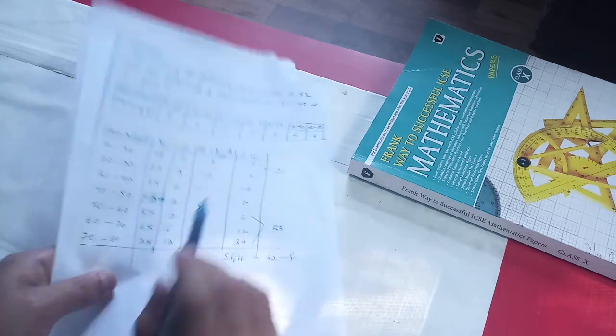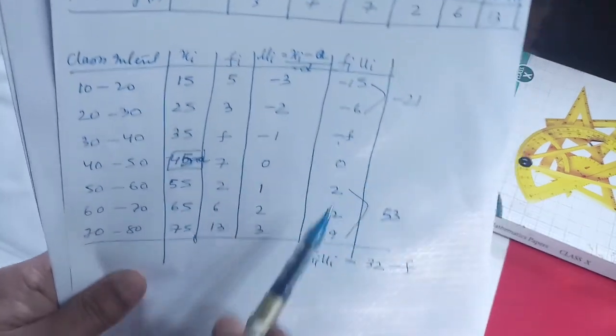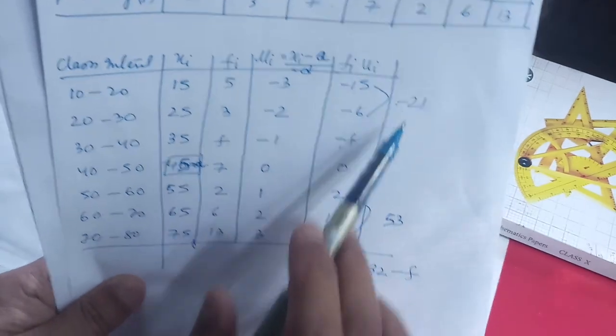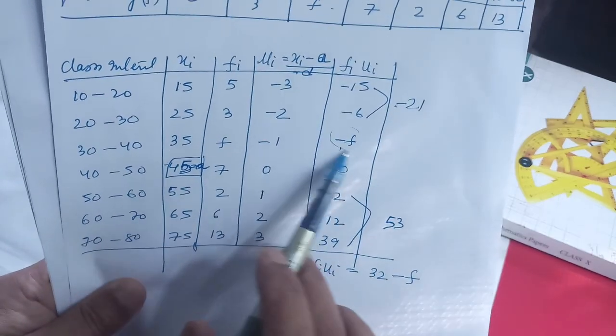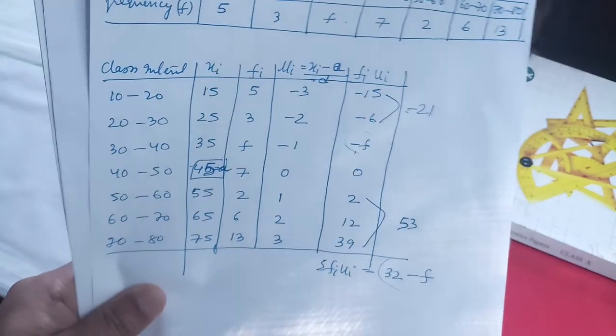If you see here, this minus is also there. See, these two you have added, minus 21. These three you have added, 53. 53 minus 21 is 32, and this minus f is also there. So this is your summation, because f is unknown here.